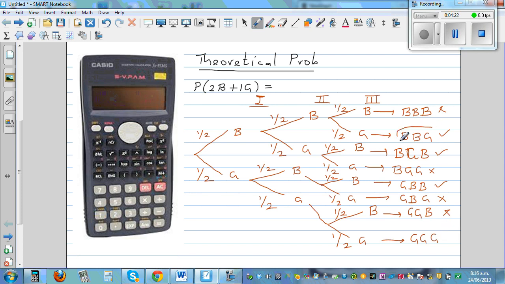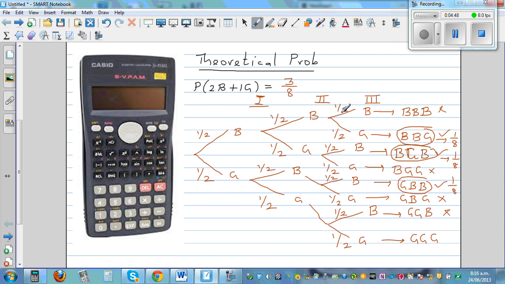So what's the probability of this? What's the probability of this? And what's the probability of this? Well, the probability of this is 1/2 times 1/2 times 1/2, which is 1/8. The probability of this is 1/8, this is also 1/8, and this is also 1/8. So the probability is 3/8.